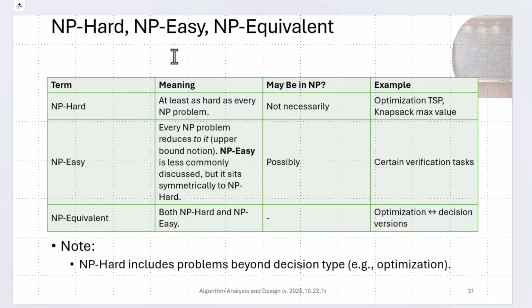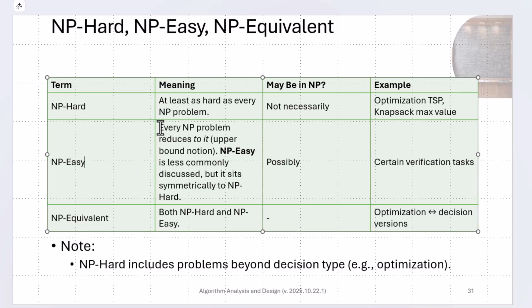So NP-hard, NP-easy, NP-equivalent. Some of these are much rarer to hear about, but NP-hard means at least as hard as every NP problem. Is it in NP? Well, not necessarily. Some of them are. The NP complete problems are NP-hard and in NP. Examples: optimization TSP, knapsack max value problem.